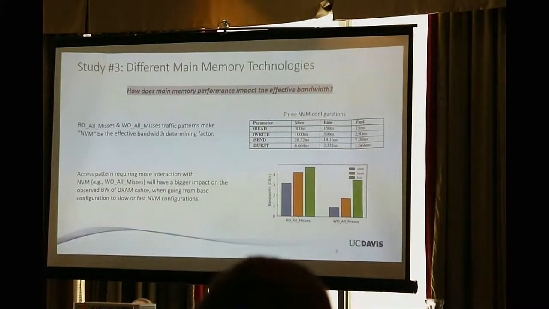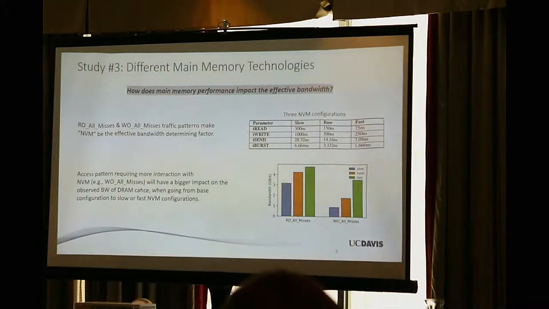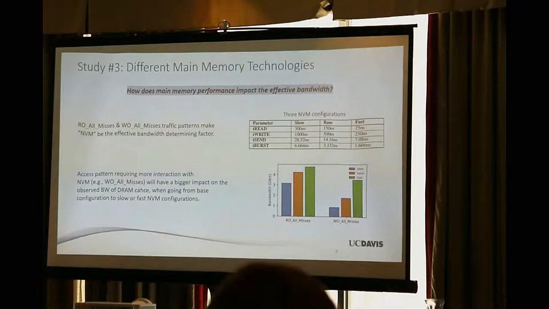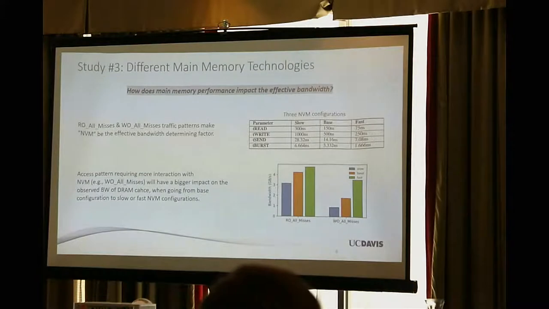The last case study in this presentation is the effect of the performance of the backing store, NVRAM in this case, on the bandwidth that we can get from the DRAM cache. For this purpose, we played with the timing parameters of the NVM model in gem5 to make it twice as fast or half as slow compared to the baseline. Then we tried read-only and write-only cases where all accesses were misses. Obviously, if we want to engage NVM, we need miss cases. Then we observed the bandwidth in each case for baseline, fast and slow.